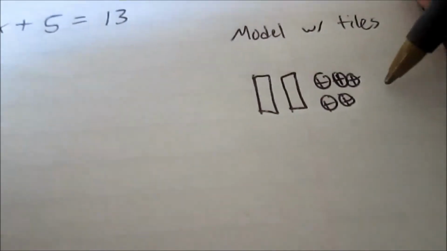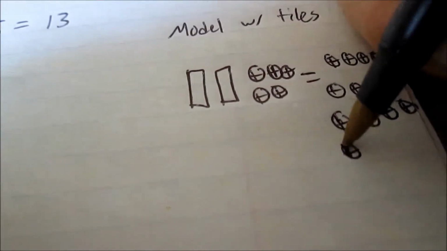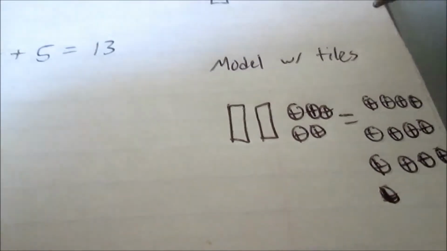Now modeling with the tiles. In this example, there are 2 x's, so I draw 2 bars, and there is plus 5. That means 5 circle tiles with positive signs in them. It is equal to 13, so I draw 13 positive tiles. Now the goal is to get x by itself, so I'm going to remove the circle tiles first by doing the opposite. And the opposite of positive 5 is negative 5.